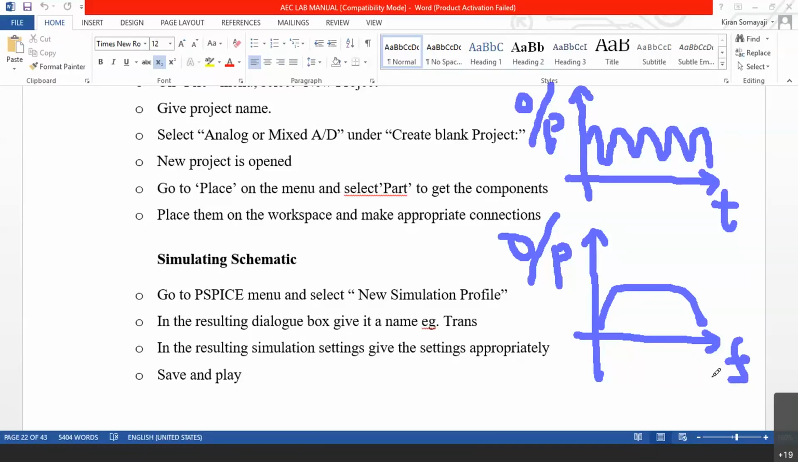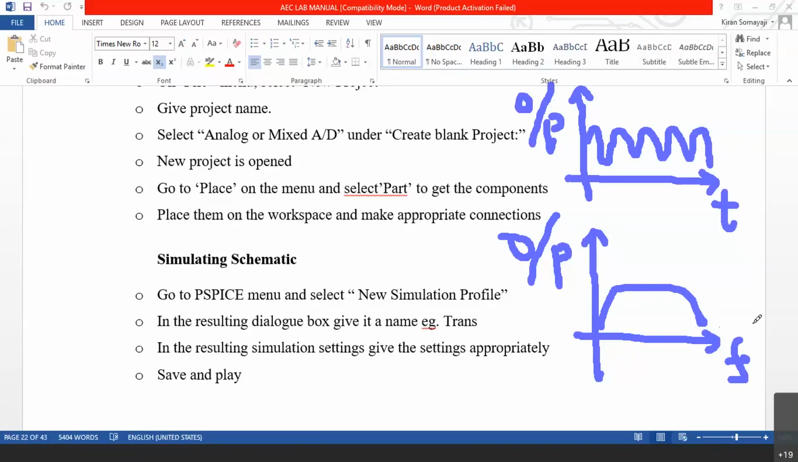But if the x-axis is frequency, then it means it is the frequency response of the amplifier. At the lower frequency, we will have reduced gain. Then we have a mid-band gain. Then again at the higher frequency, gain is going to become lesser. So if the x-axis is frequency, you will get a frequency response.